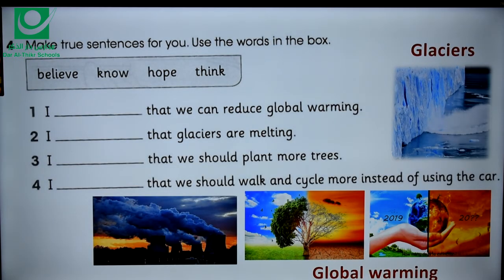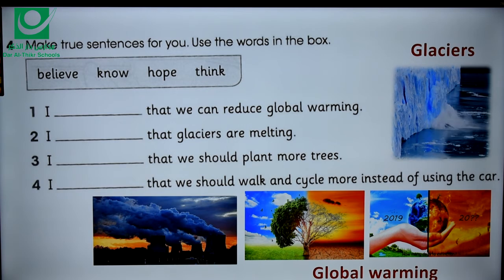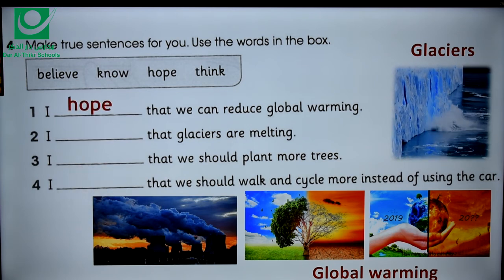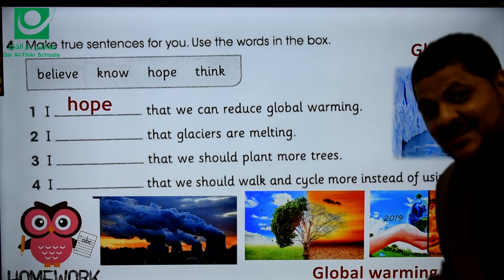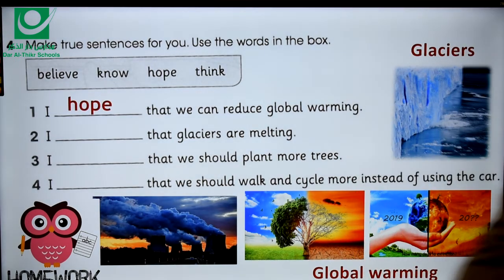Now make a true sentence for yourself. Use the words in the box. Believe, know, hope, think. I like these 4. Number 1, that we can reduce global warming. Which one? Yes, I hope. So it's just hope. You are going to continue answering the others, okay? It's for homework. Why am I giving you homework? It's not just homework, it's practice. You need to practice on your own.